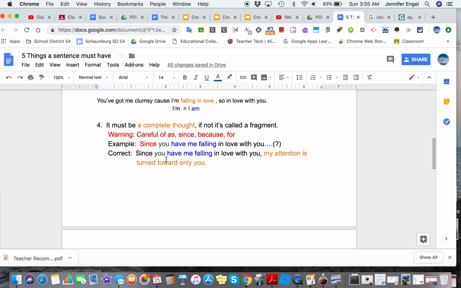So, warning, you need to be careful of words such as since, because, for. For example, if I were to write a sentence that just said, since you have me falling in love with you, now let's say I ended a period here, if I were to come up to you and just say, since you have me falling in love with you, you would sit there and go, yeah, what? Okay, so that needs to be a complete thought.